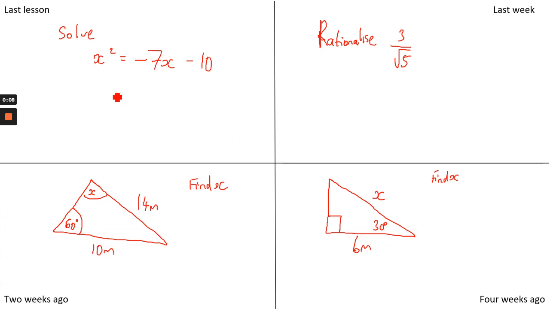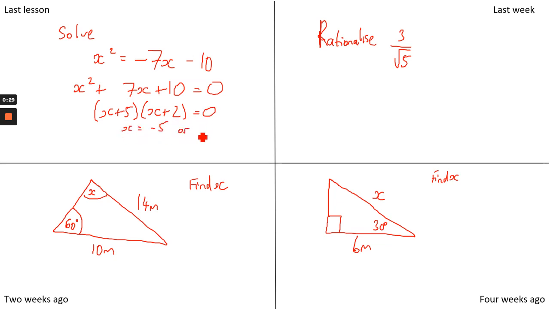Okay, so when you've got a quadratic, just like we were doing earlier in the week, you want to make it equal to 0. So if we make this equal to 0, we've got x squared plus 7x plus 10 is equal to 0. If I then factorize that, I've got (x plus 5)(x plus 2) is equal to 0. So my two values of x are -5 or -2.